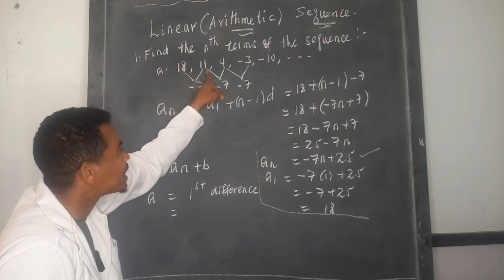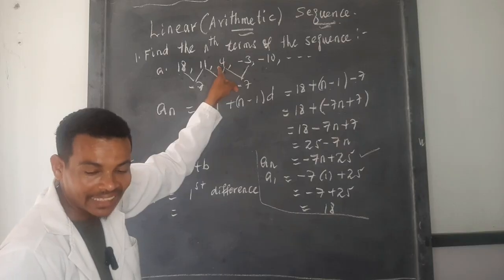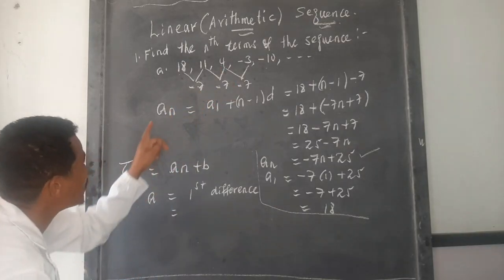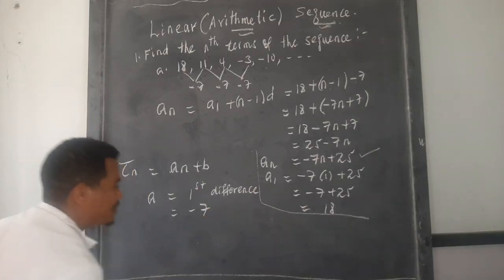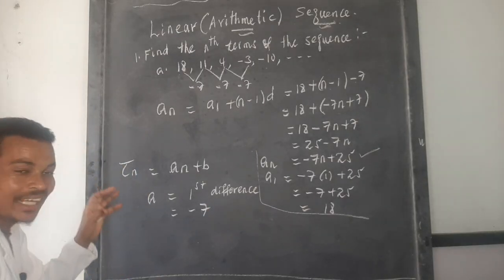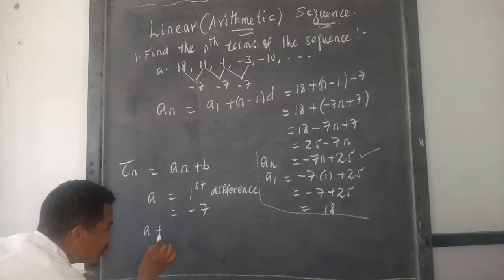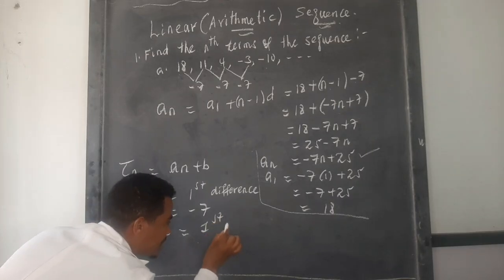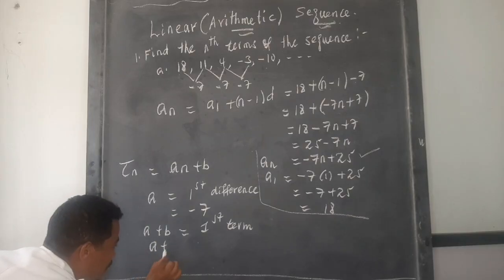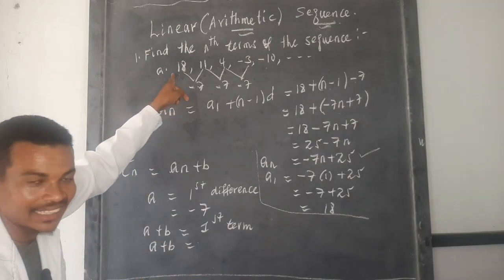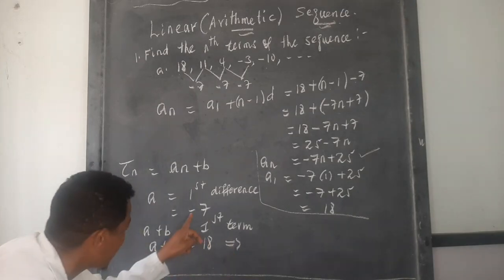It is what we get by subtracting 18 from 11, or 11 from 4, or 4 from negative 3. So when we subtract 18 from 11 it is equal to minus 7. So a is minus 7. The other one: a plus b is equal to the first term, we said. The first term. That means a plus b, the first term is 18. So this is the same with negative 7.